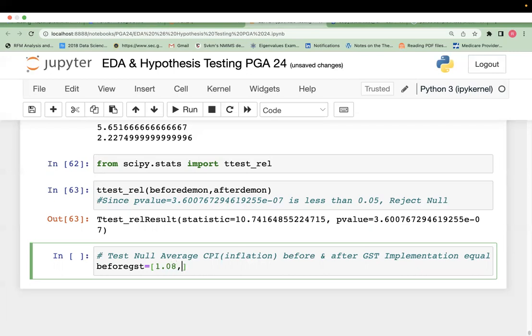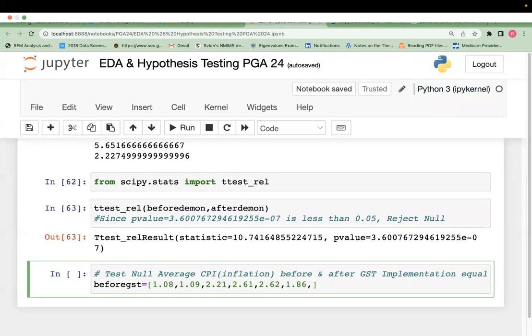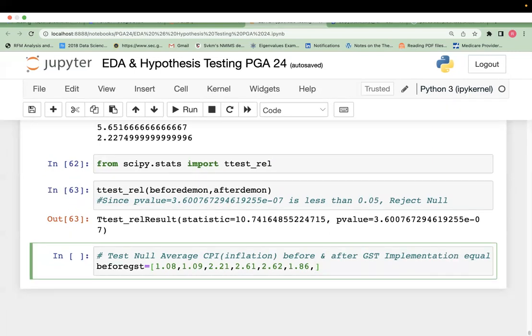1.08, 1.09, 2.21, 2.61, 2.62, 1.86, 2.23, 2.59, 3.35, 4.14, 5.30. 1, 2, 3, 4, 5, 6, 7, 8, 9, 10, 11, one more. 6.46.